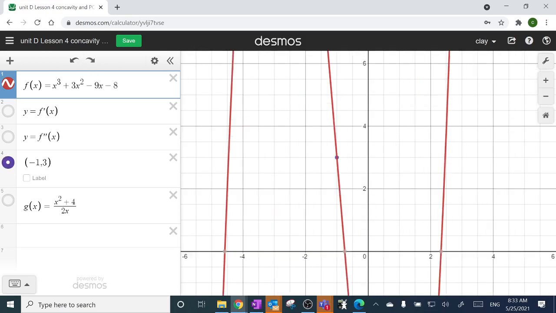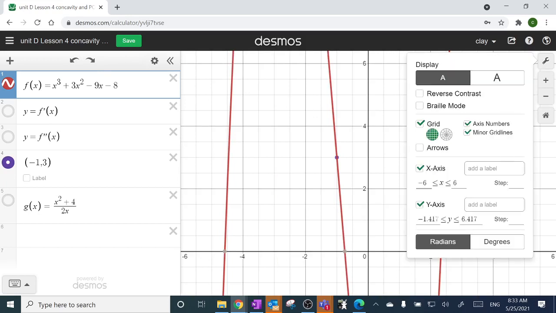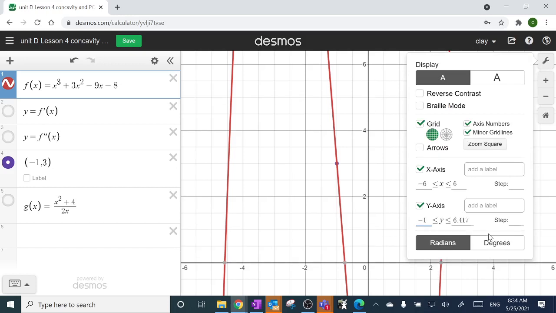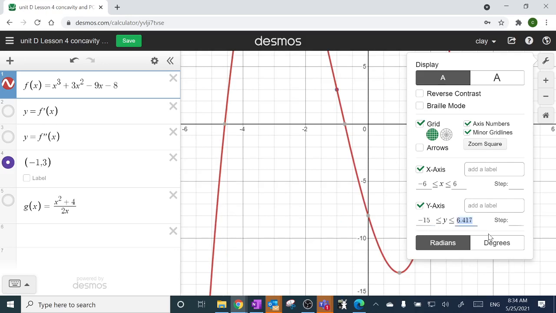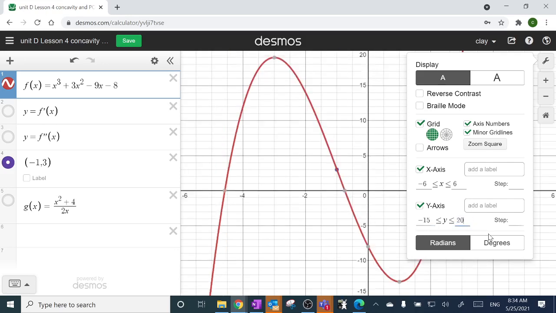No, that doesn't do anything. I'll have to do this the hard way. Okay, what did I change the settings to? I changed it from, I think the X is okay, but I think I made it from -15 to 20, I think. There we go.